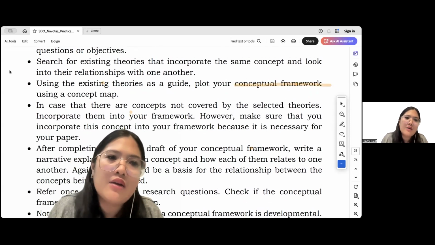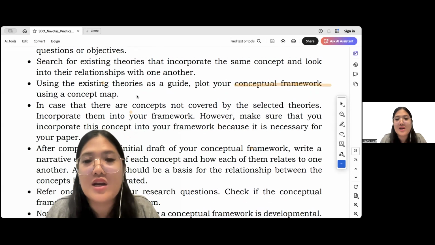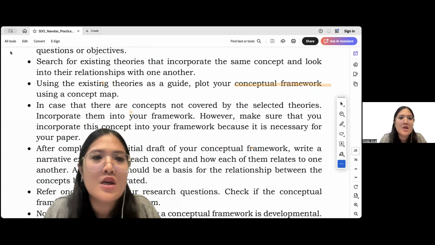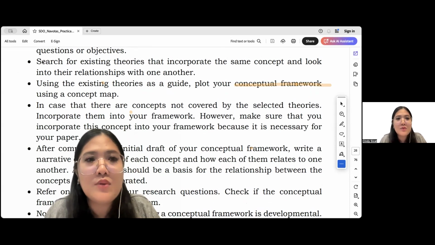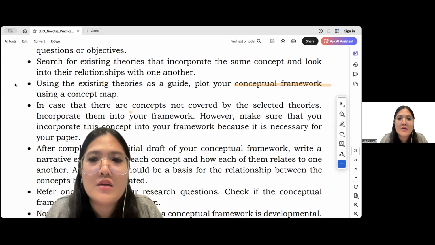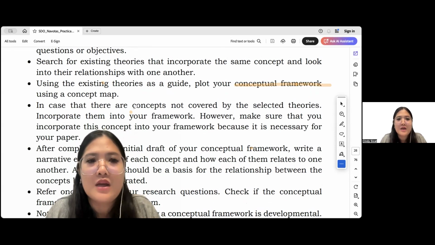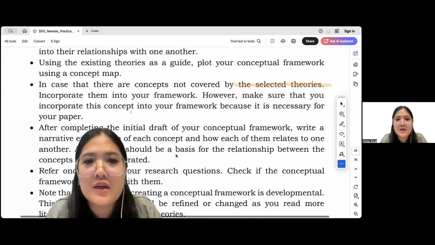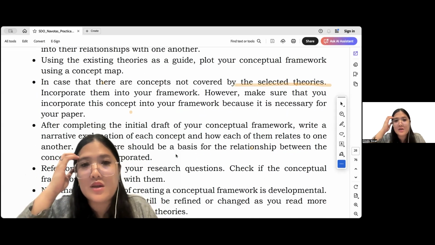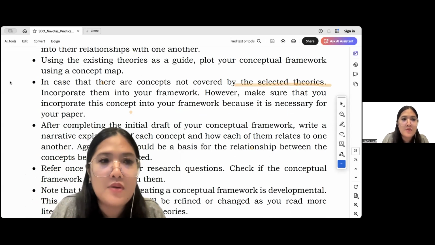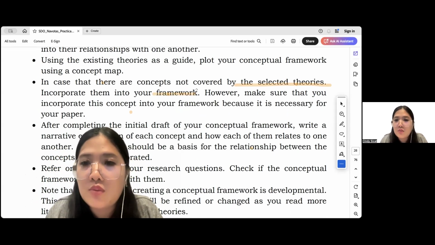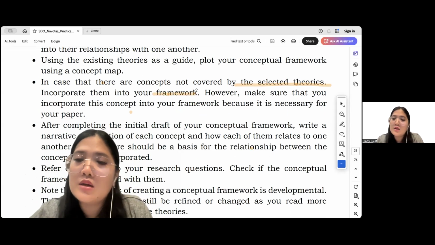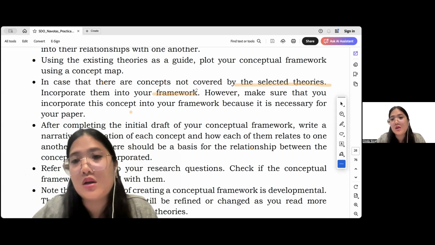So we really have to stand on the shoulders of giants. We have to read the theories, the related theories, the existing theories, to serve as our guides so that we would know how to formulate our conceptual framework. Moving forward, if there are concepts that are not covered by selected theories, we could then incorporate them. It doesn't mean that we have to stick with what is already indicated by the existing theories. We could look into what our study intends to put across.